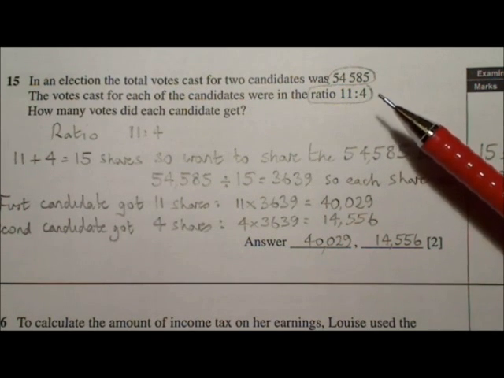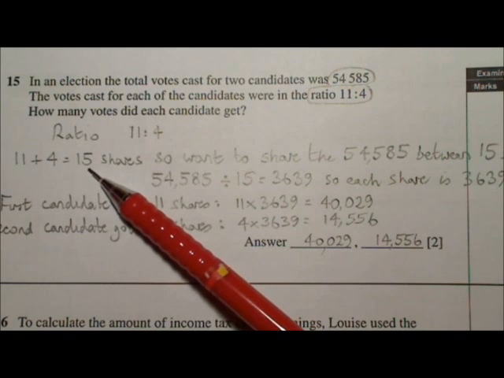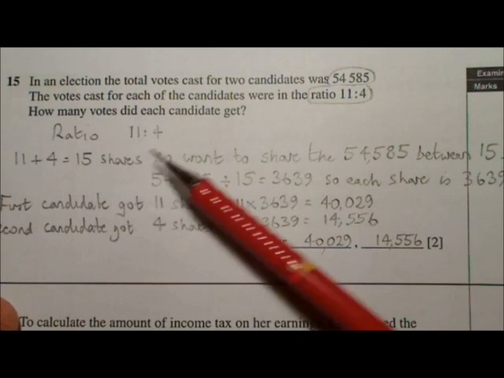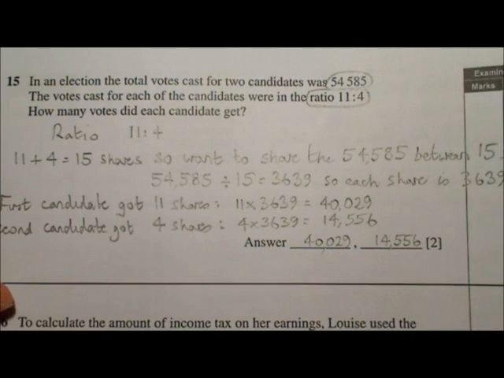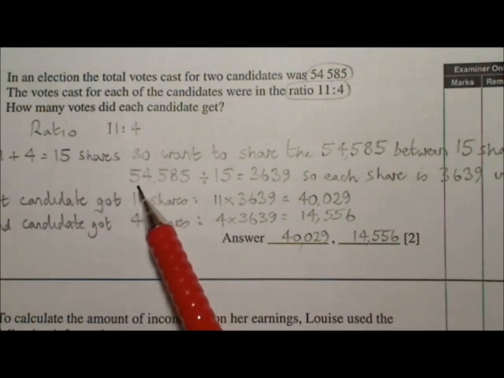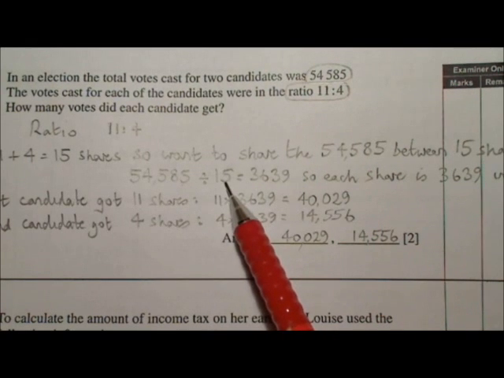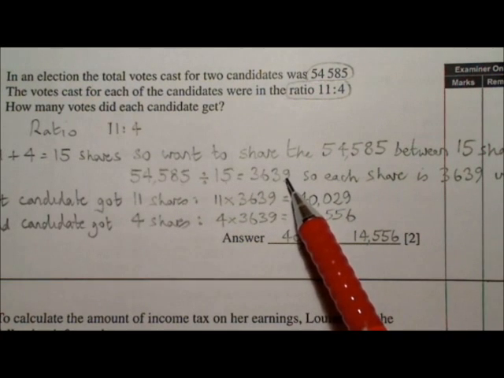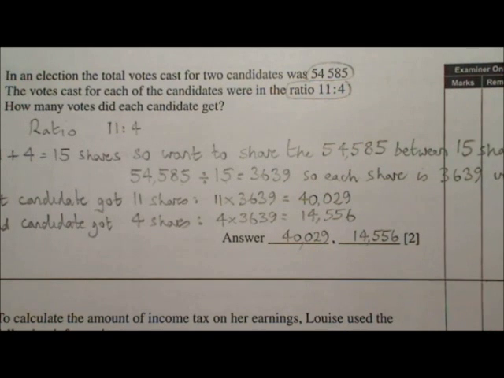And the method here every time is that we're going to add the two ratio numbers together. 11 plus 4 is 15. So we now have 15 shares. So we want to share this total amount of votes between the 15 shares. So we're going to divide 54585, which is the total number of votes, by 15, and that gives us 3639. So each one of these shares is worth 3639 votes.